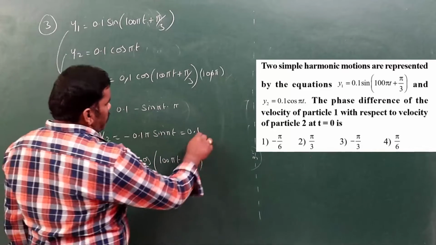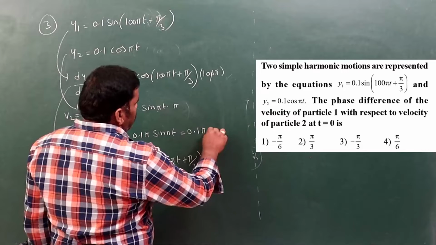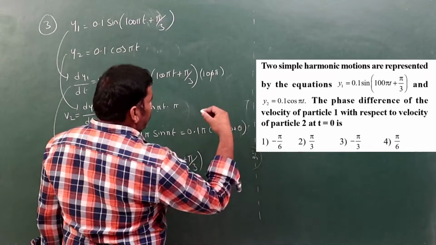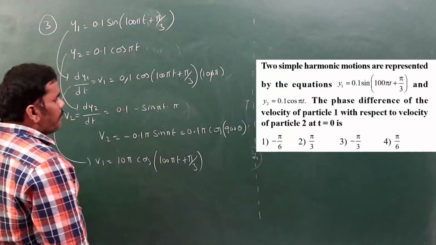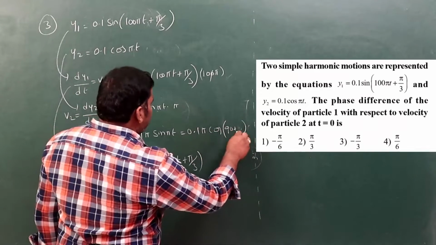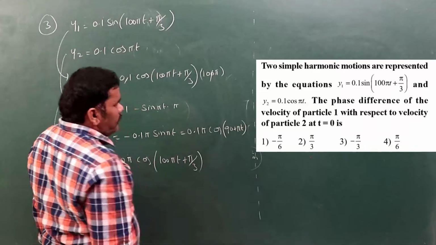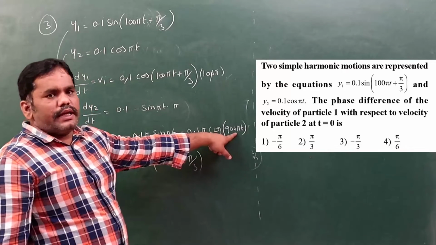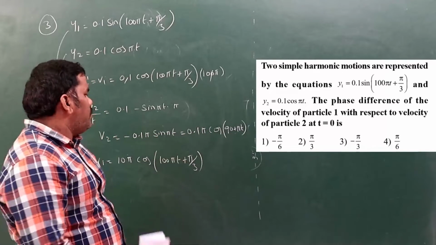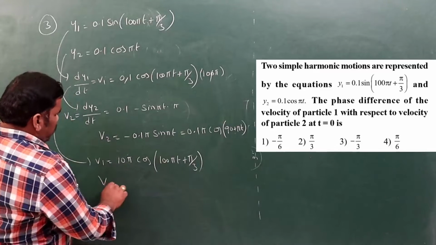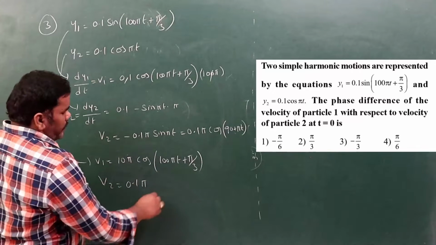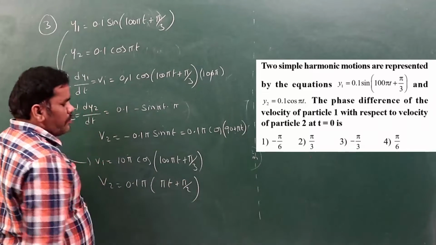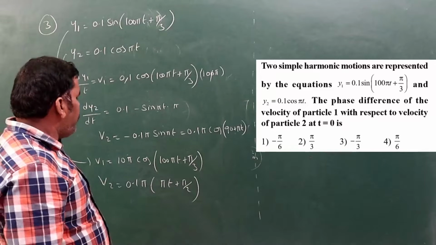So 0.1 pi cos of 90 plus theta, where theta is nothing but pi t. So cos of 90 plus theta is in the second coordinate, where cos is negative. So here v2 is equal to 0.1 pi cos of pi t plus pi by 2.